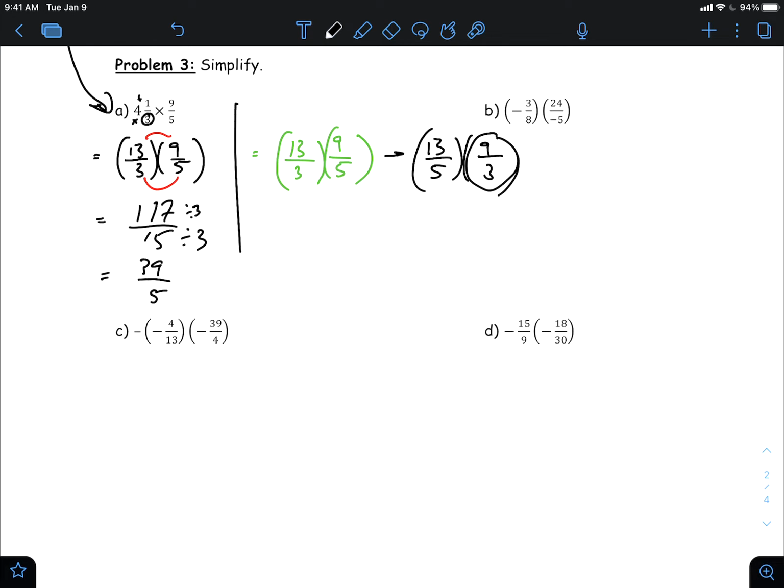What is 9 divided by 3? 3. Right? So then you would get 13 over 5 times 3 over 1. And that makes the numbers a lot smaller. Now, would I rewrite the fractions like this? No, probably not. What I would say from here is, I recognize that 9 divided by 3 is going to be 3. Everybody see that?